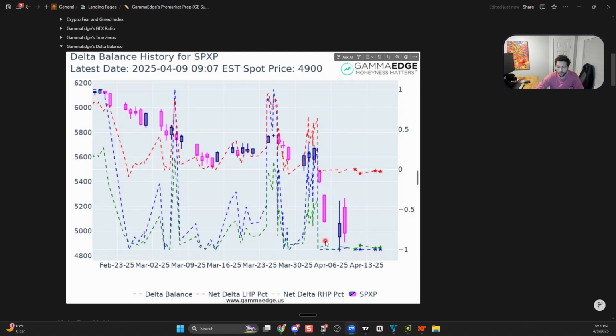So again, right, wrong, or indifferent, with our tools coming into the session today, from an overall medium to long-term point of view, things are pessimistic, puts are in control. We are not looking to be long the market right now by any means.